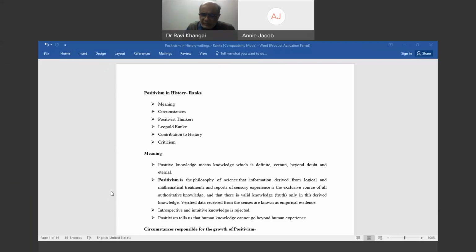So in today's lesson, we'll be studying what the meaning of positivism is, and in what circumstances the idea of positivism was born, because ideas are born into particular circumstances. Who were the important positivist thinkers, and then there is an important positivist historian called Leopold Ranke. What was the contribution of Leopold Ranke, as well as the contribution of the positivist thinkers, and what are the shortcomings in the positivist way of looking at history? We will be discussing all that.